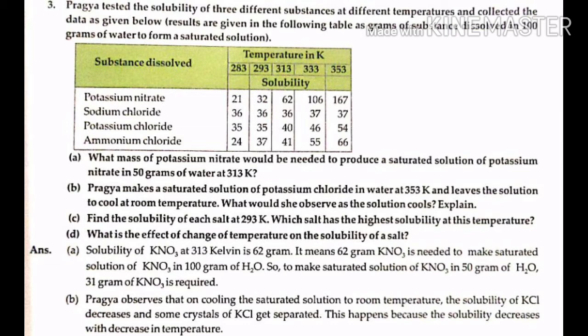B. Parasatkhi observed that on cooling the saturated solution to room temperature, the solubility of KCl, potassium chloride, decreases and some crystals of KCl get separated. This happens because the solubility decreases with decrease in temperature.